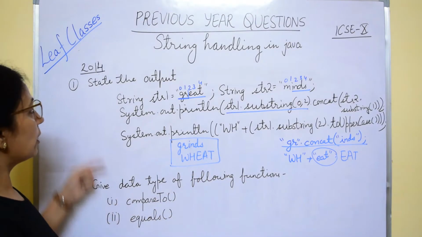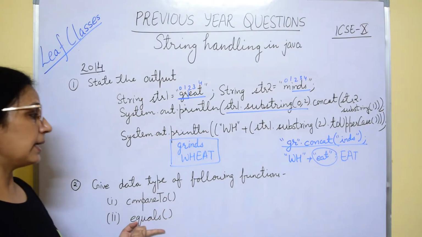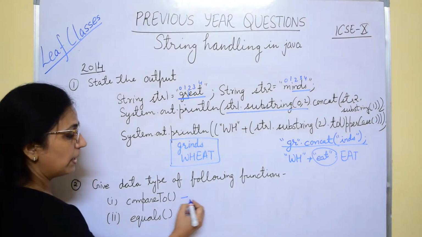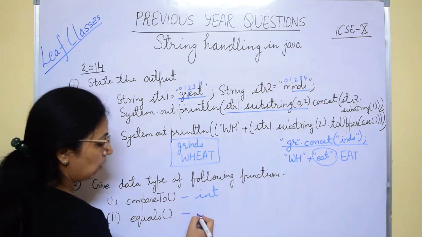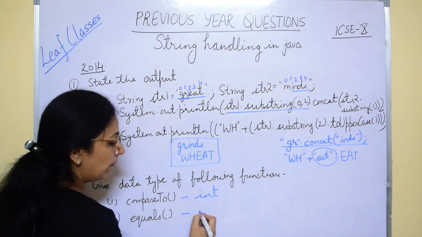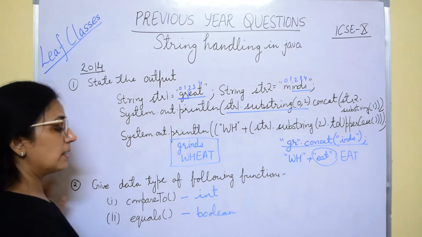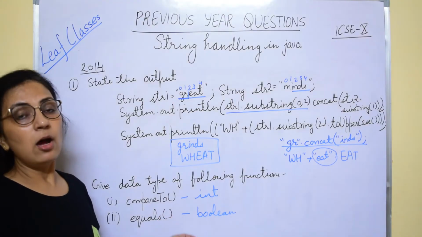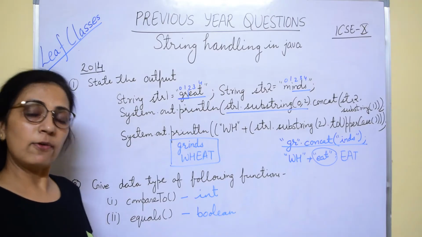The next question of the same year is, give the data type, return data type for the following functions. So you know that compareTo function returns int data type and equals function returns boolean value. So always whenever we are writing, please take care of the capital or small letter. All the data types are in small except S of String.